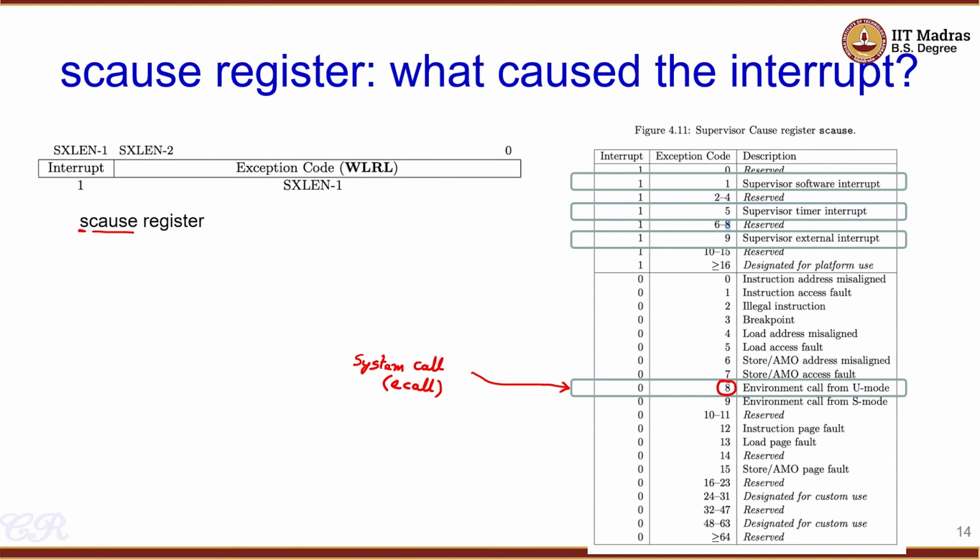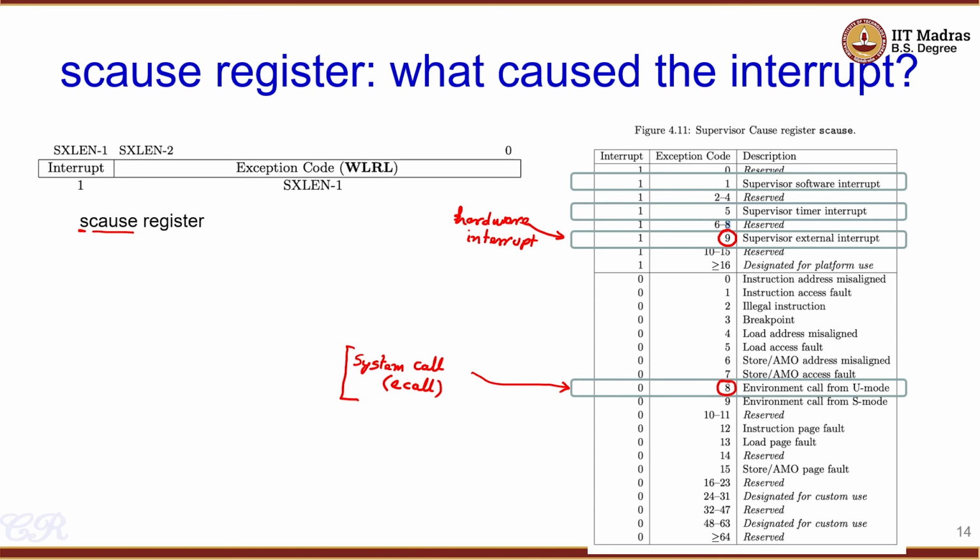On the other hand, if an external interrupt occurred, for example from a keyboard or something of that form, then the SCAUSE register would hold the value of 9. So the value of the SCAUSE register is filled automatically by the processor, and read by the operating system in order to identify what caused the interrupt and then take the appropriate action.